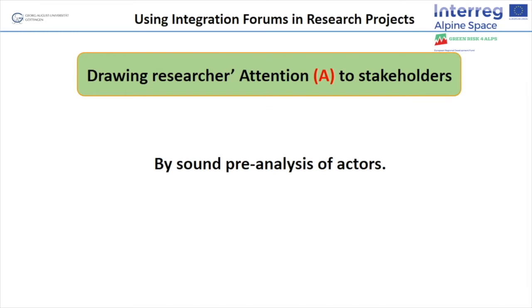Here we are looking from the perspective of science to knowledge transfer. Our aim is to improve the knowledge transfer process from the viewpoint of a research project. Therefore, we want to draw the researchers' attention to stakeholders. This happens by a sound pre-analysis to analyze actors and actor settings more precisely. These five steps should be carried out in the planning phase or at the latest at the beginning of a research project. The steps are necessary to gain the empirical database for knowledge transfer.